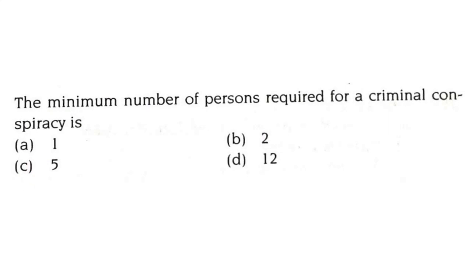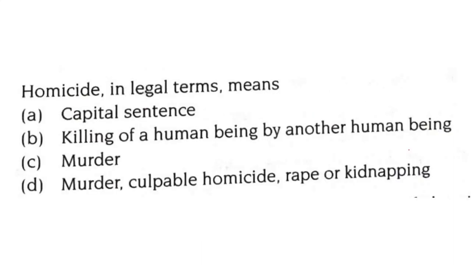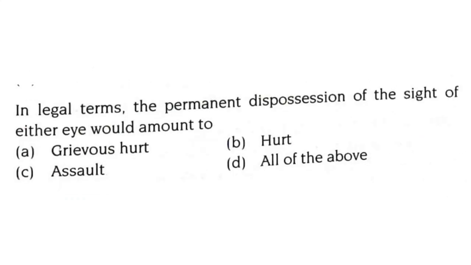The minimum number of persons required for a criminal conspiracy is 2 under Section 120A of IPC. Homicide in legal terms means capital sentence, killing of a human by another human being. It is killing of a human being by another human being. In legal terms, the permanent dispossession of the sight of either eye would amount to grievous hurt.